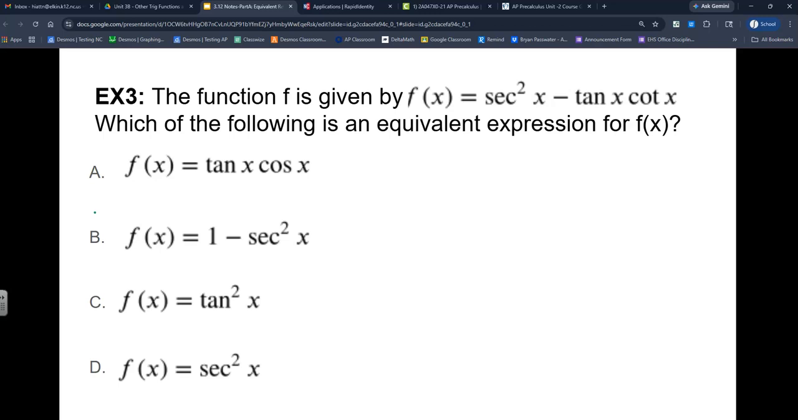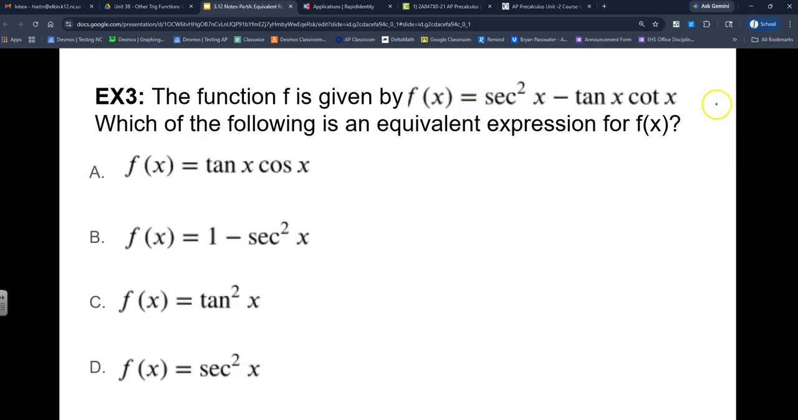If I look at my answer choices, I can definitely see that cotangent goes away somehow, right? There's no cotangents in the answers. There's a chance the secant squared stays, but not necessarily, right? See, this answer choice has a cosine pop up. That seems a little odd, but it can happen, so I don't want to totally disregard that one yet.